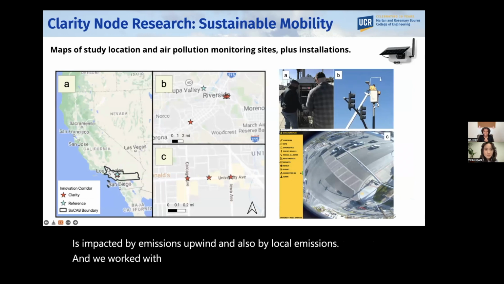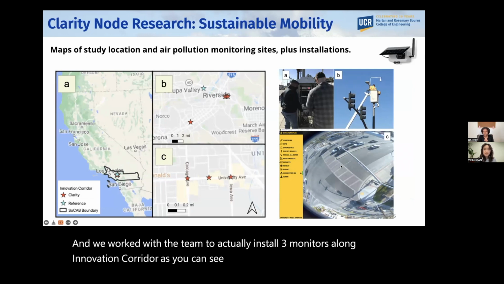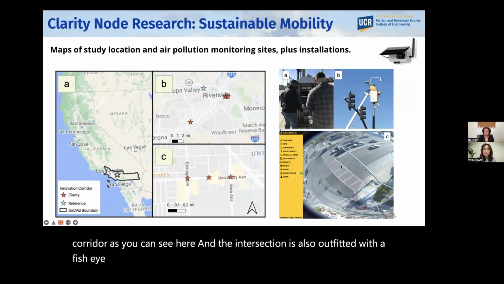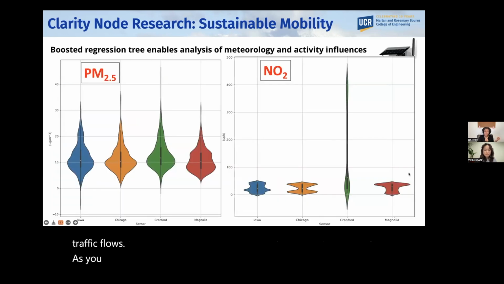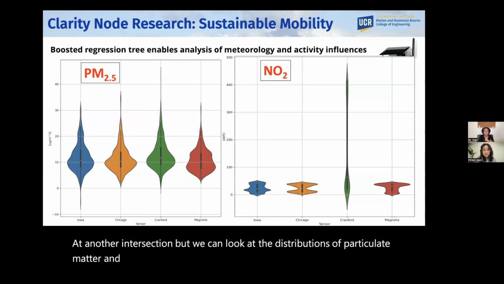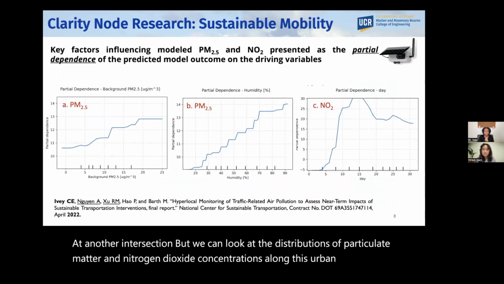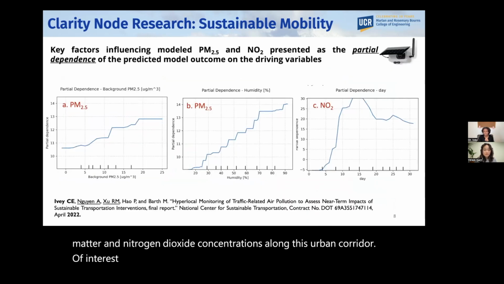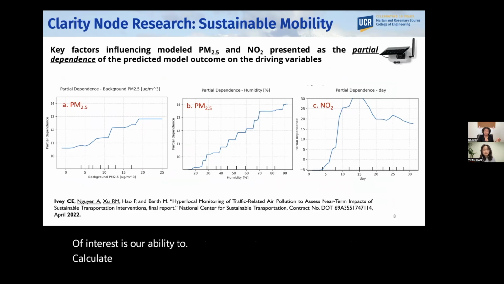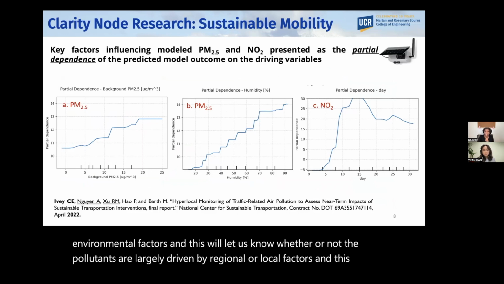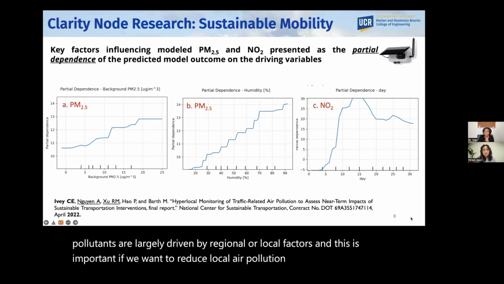And we worked with a team to actually install 3 monitors along Innovation Corridor, as you can see here. And the intersection is also outfitted with a fish eye camera, as well as all types of monitoring equipment to measure traffic flows. As you can see here, we do have a 4th monitor. It's at another intersection, but we can look at the distributions of particulate matter and nitrogen dioxide concentrations along this urban corridor. Of interest is our ability to calculate the partial dependence of these concentrations on various environmental factors. And this will let us know whether or not the pollutants are largely driven by regional or local factors. And this is important if we want to reduce local air pollution in a city like Riverside.